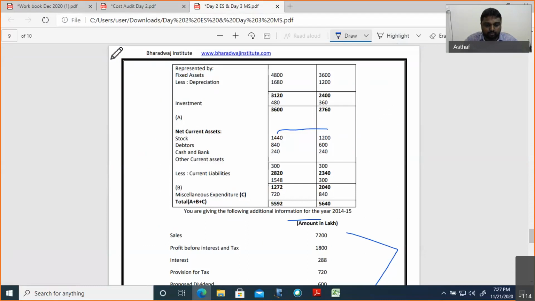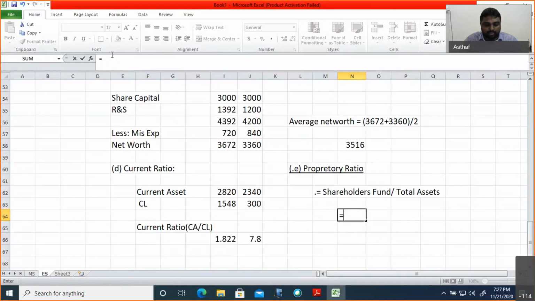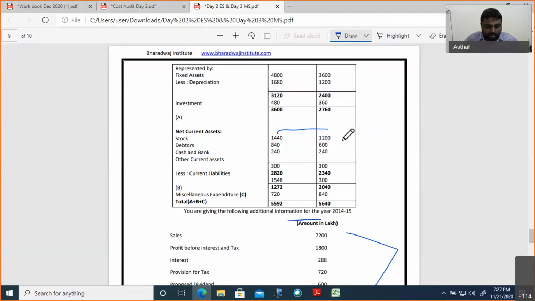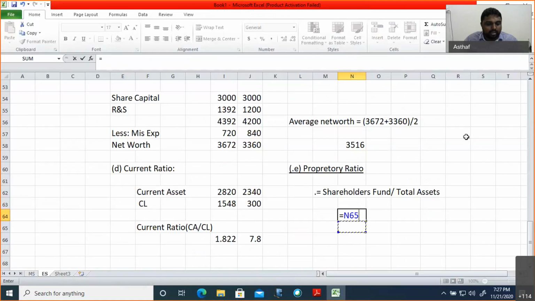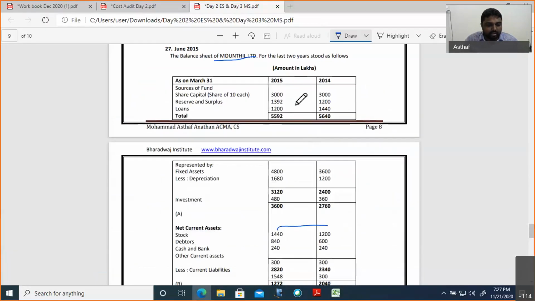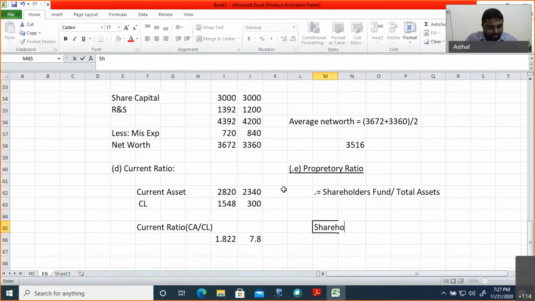So what is the shareholders fund? We are not taking an average here. We are taking it for each year. So the shareholders fund, we already found out. So we will do it one by one. Here you can do it year-wise. We have 2015, 2014. What is the shareholders fund? This is the shareholders fund.